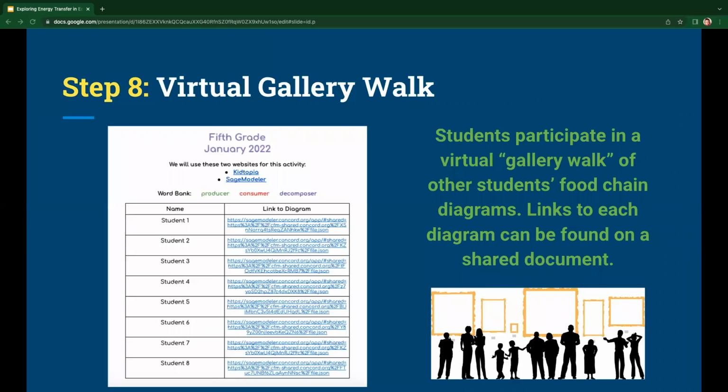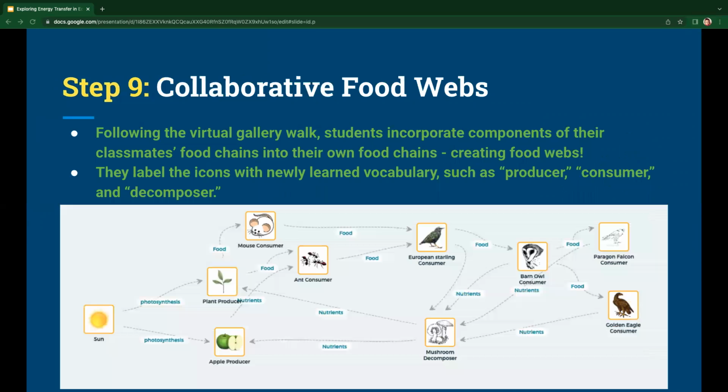Each student's food chain diagram has its own web address. Once students have added their web address to a shared class document, they can visit each other's food chain diagrams via a virtual gallery walk. Following the virtual gallery walk, students are challenged to transform their food chains into food webs by adding components of other students' food chains to their diagrams on SageModeler. This student successfully added components of other food chains to her diagram, creating a food web. This student also added newly learned vocabulary to the diagram, such as producer, consumer, and decomposer.